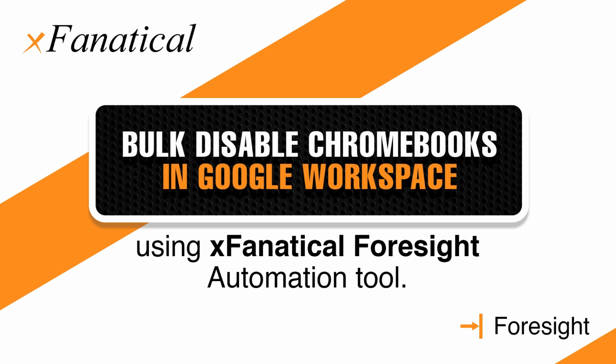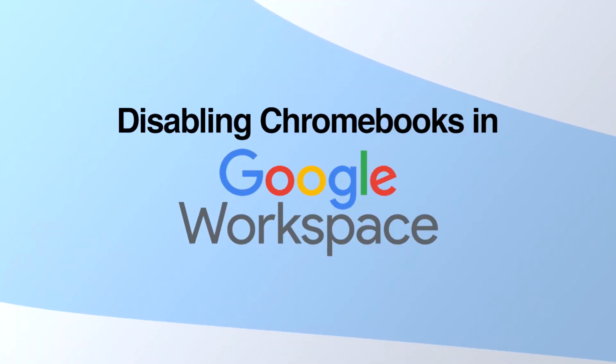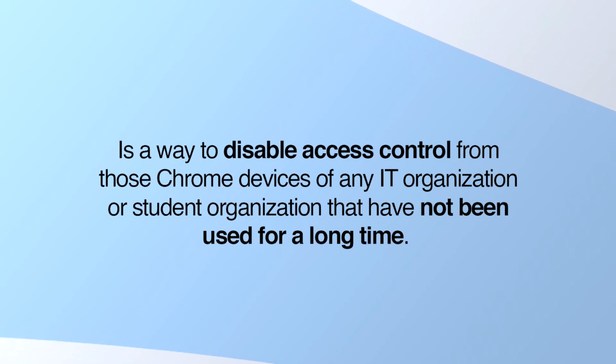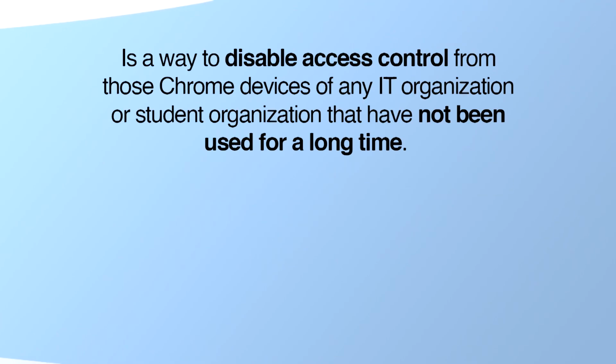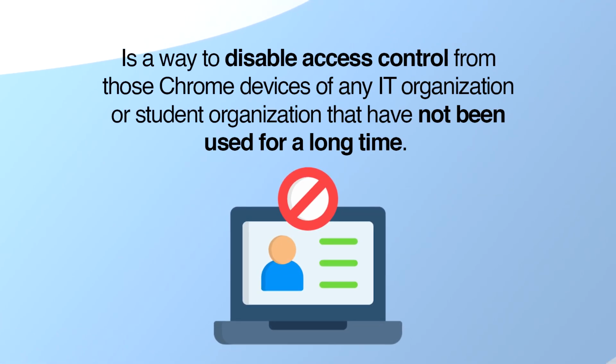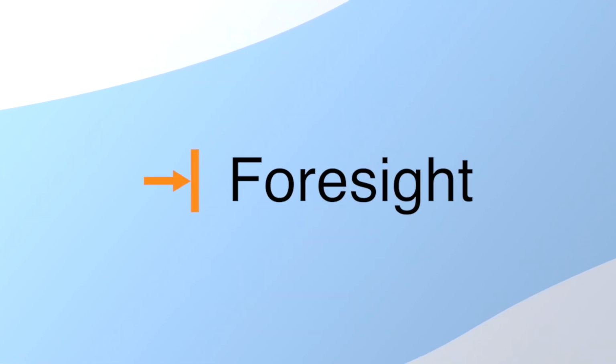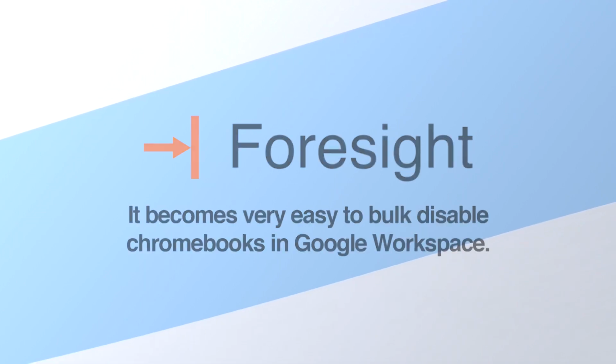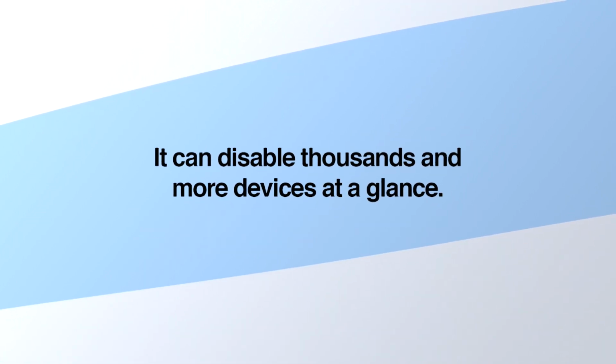In this short video, I will demonstrate how to bulk disable Chromebooks in Google Workspace using xFanatical Foresight automation tool. Disabling Chromebooks in Google Workspace is a way to disable access control from those Chrome devices of any IT organization or student organization that have not been used for a long time. With Foresight, it becomes very easy to bulk disable Chromebooks in Google Workspace. It can disable thousands and more devices at a glance.